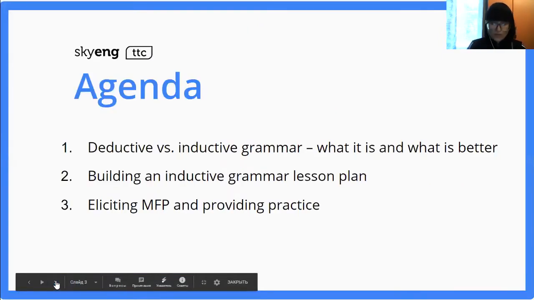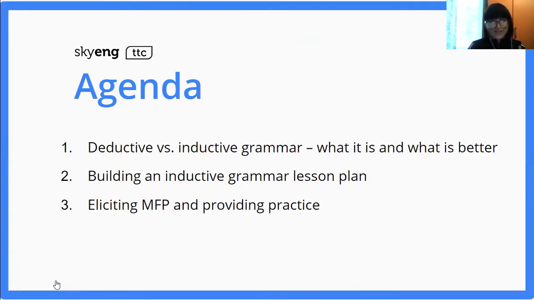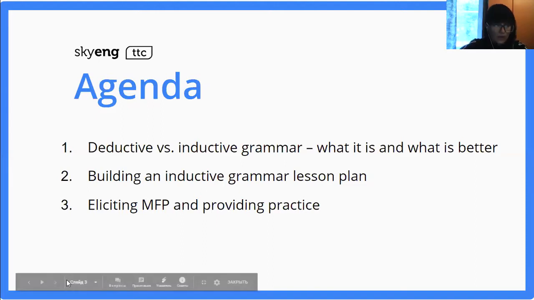As for our agenda, what exactly are we going to do today? First and foremost, we'll be talking about two main approaches, inductive and deductive grammar approaches, what they are and which is better. Afterwards, we're going to build an inductive grammar lesson plan from scratch. By the end of the workshop, you'll have a full lesson plan that you can apply to all of your students whenever you're teaching a new grammar piece. And of course, we'll focus on MFP stages, how to elicit these stages, and there is going to be a lot of practice.